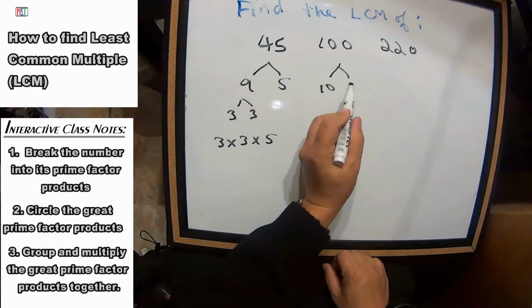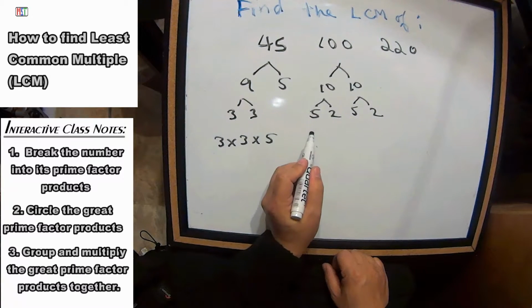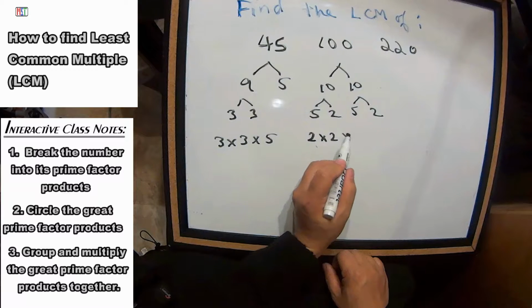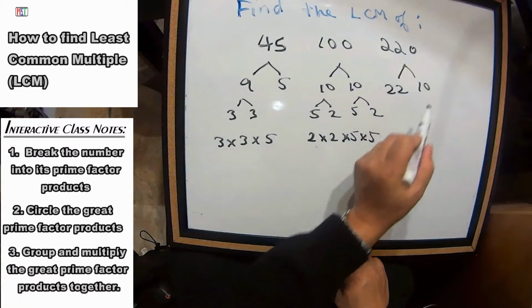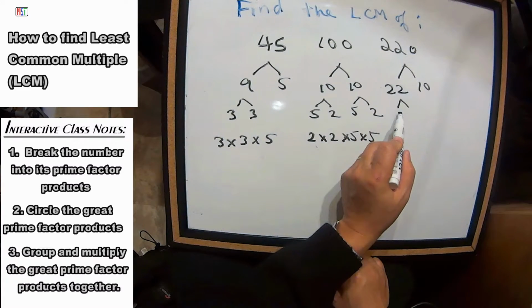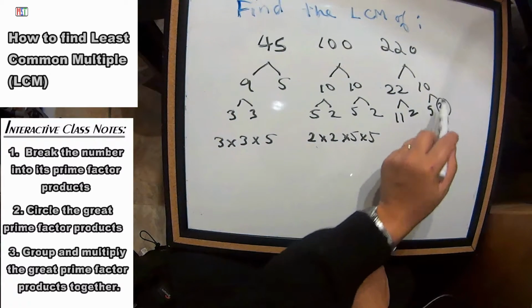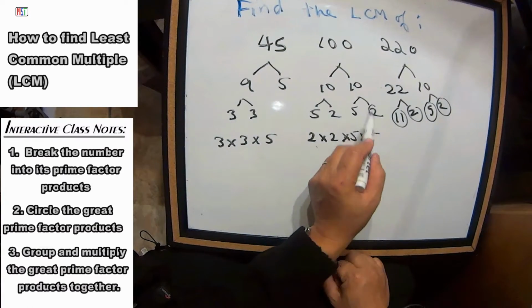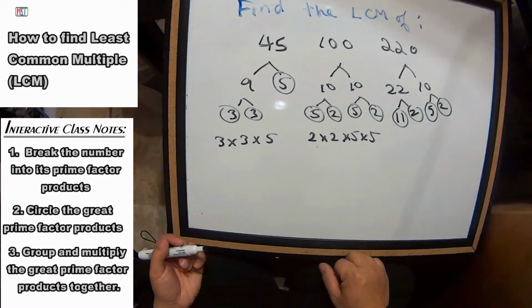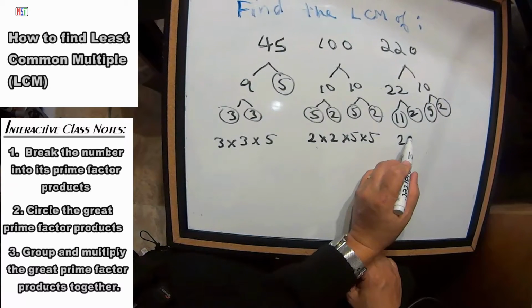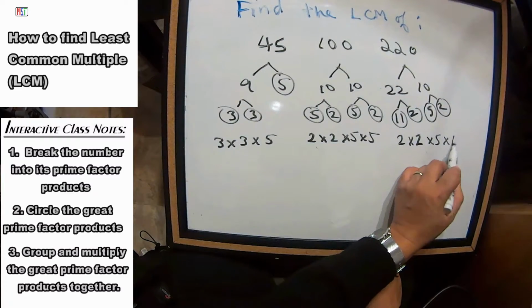100 is 10 times 10, and 10 can be broken down to its prime factors of 5 and 2, so its prime factors are 2 times 2 times 5 times 5. And for 220, we can break it down to 22 and 10, and then 22 is 11 and 2, and 10 is 5 and 2. So again, I should circle it to show you the prime factors. It's usually at the end node of a tree diagram. I usually list them from the smallest to the biggest prime factors. Sometimes I forget, but anyway.